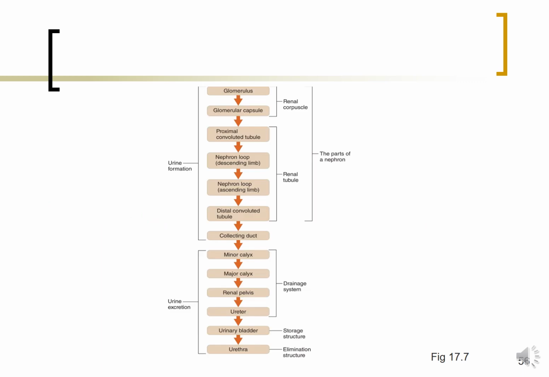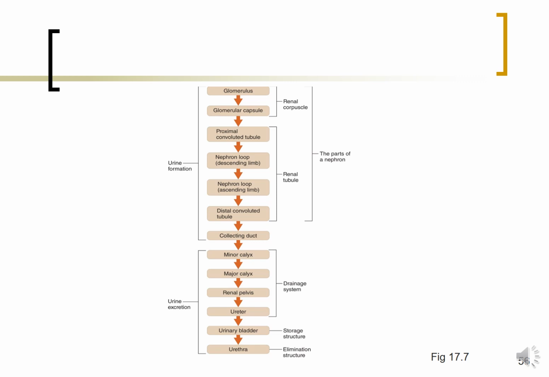Let's review urine formation and urine excretion. Blood enters the glomerulus and exits, but the glomerulus is leaky and this creates filtrate that enters into the glomerular capsule. These two structures make up the renal corpuscle. The filtrate then flows into the proximal convoluted tubule where there's reabsorption of essential nutrients and some secretion, into the nephron loop, which just goes down and up. That's all descending and ascending limb means.